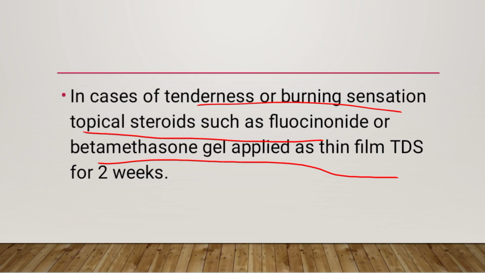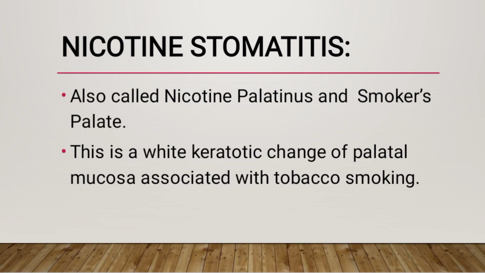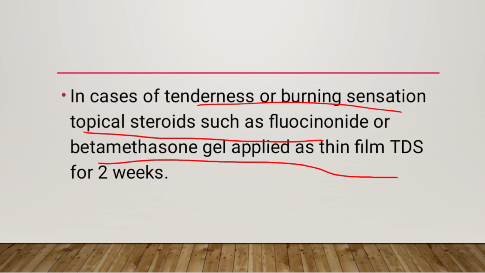So you will apply fluocinonide or betamethasone gel. With this we have finished erythema migrans, which is basically geographic tongue. We have studied that it is also known as erythema migrans, geographic tongue, wandering rash of the tongue, and benign migratory glossitis.